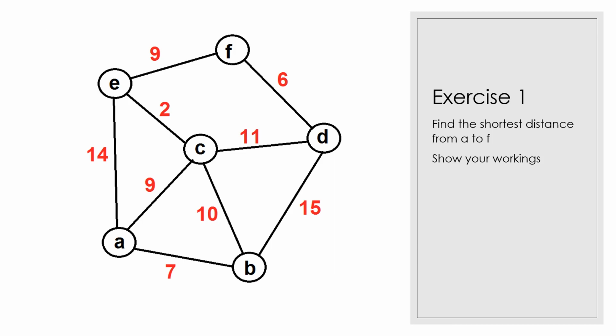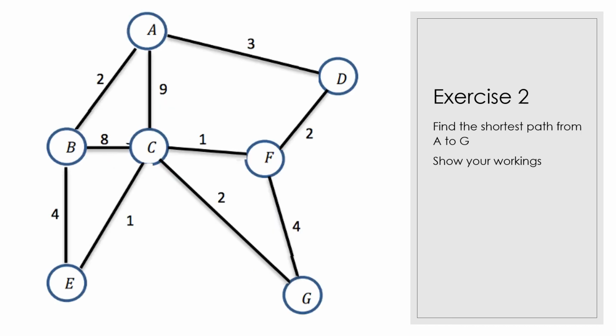Now that you know how to do Dijkstra, I'm going to set you 3 exercises. I'm not going to give you the answers as part of this presentation. If you're my student, I'm going to send you a worksheet with these tasks on them, and you can complete the worksheet and send it back to me. The first task is to find the shortest route from A to F in this map. The next task is to find the shortest route from A to G in this map.